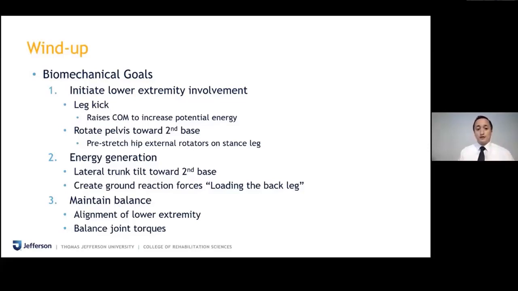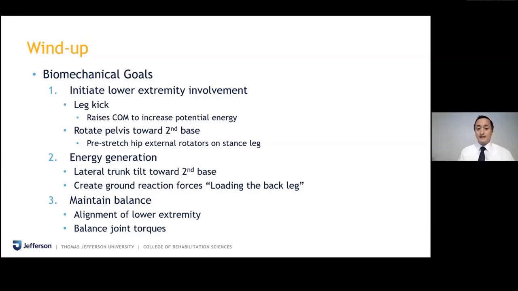The next goal is energy generation. So this windup is really starting the process of creating energy with the ground. Another way we do that, we'll see a lateral trunk tilt. That trunk tilt will help to load that back leg, so we'll put more of our center of mass through that back leg. We'll get that leg loaded so that we could cause a ground reaction force and move down the mound.